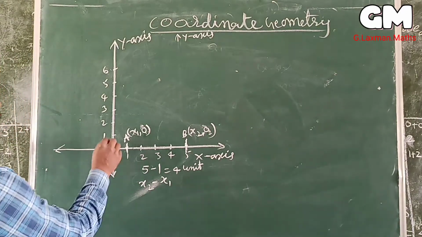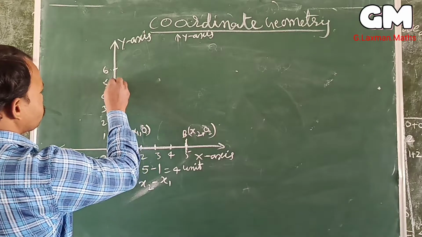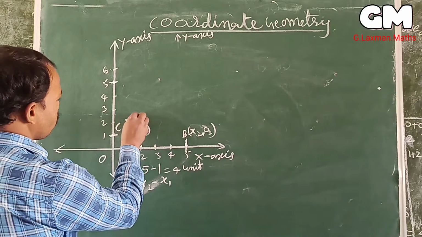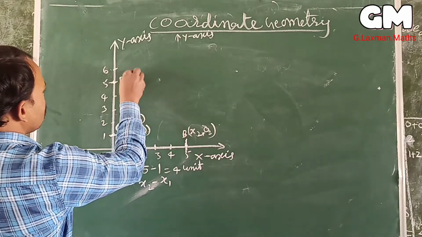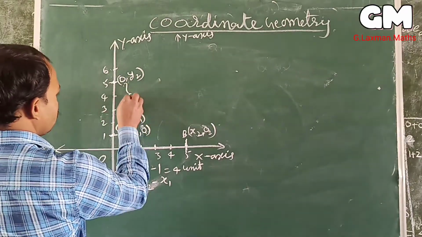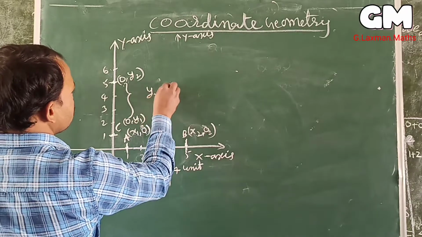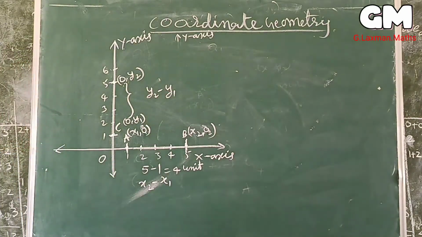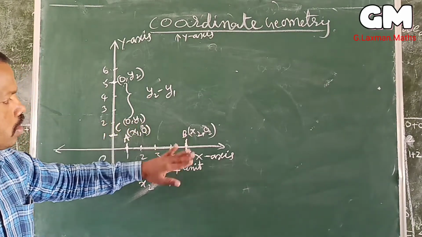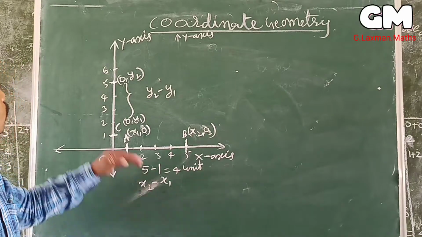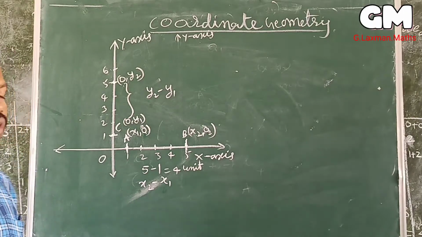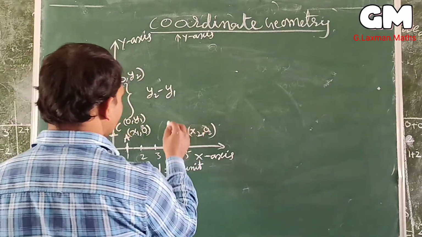To find the distance on the x-axis between any 2 points, we use the formula x2 minus x1. Similarly, to find it on the y-axis, the x coordinate is 0. Let us take some point C here, (0, y1), and here (0, y2), because the x coordinate is 0 on the y-axis. How can we find the distance between these two? y2 minus y1. So the distance between any 2 points on the x-axis is x2 minus x1, and the distance between any 2 points on the y-axis is y2 minus y1. If it is not like that, let us take some point here.